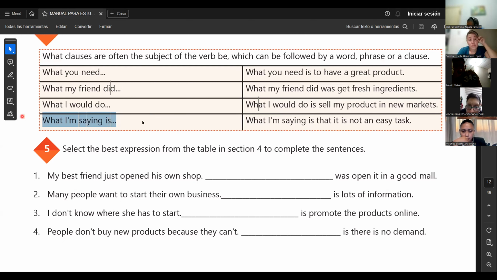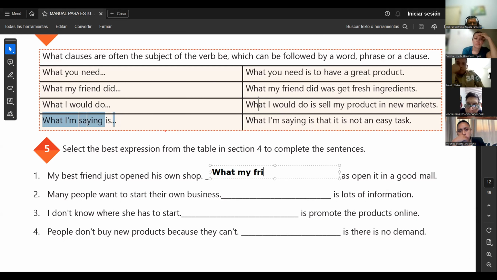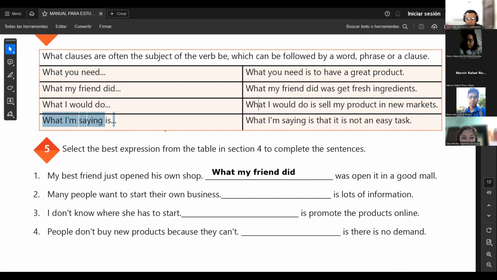In this case, maybe what my friend did was open it in a good mood. It could be, right? Taking into consideration that it says my best friend, we could use "what my friend did": what my friend did was open in a good mood. Yes, it could be, right? Thank you, Daisy. Let me ask Sarah, can you read number 2, please?